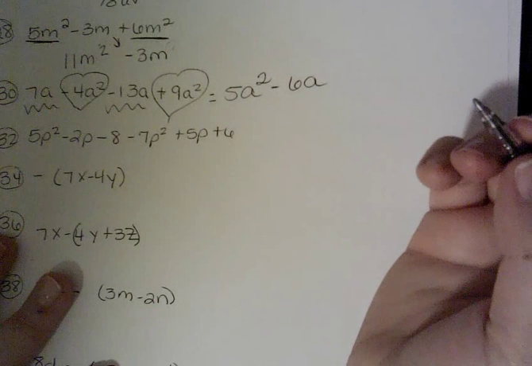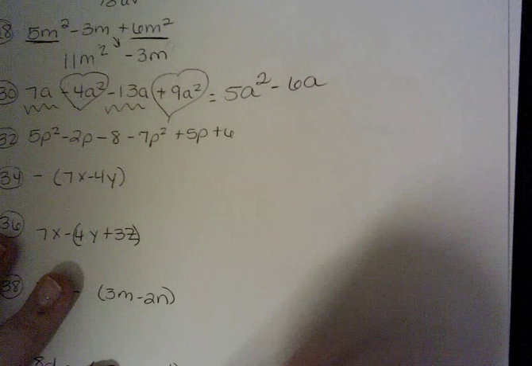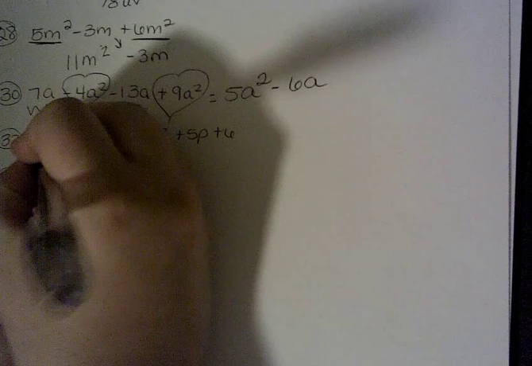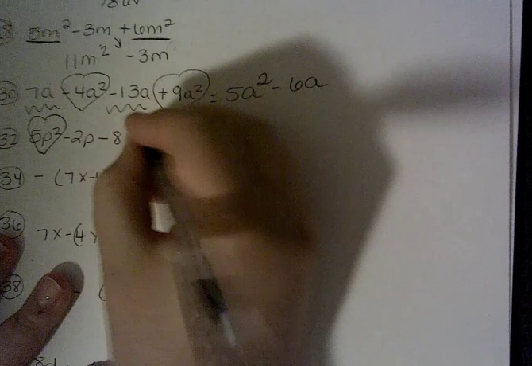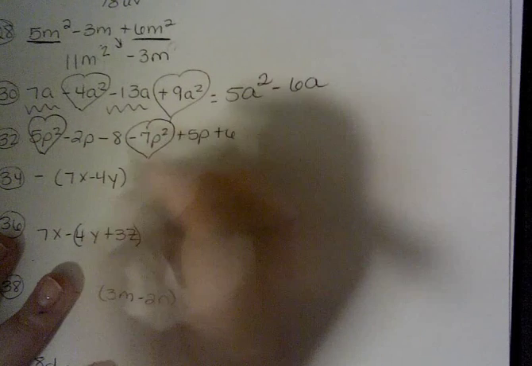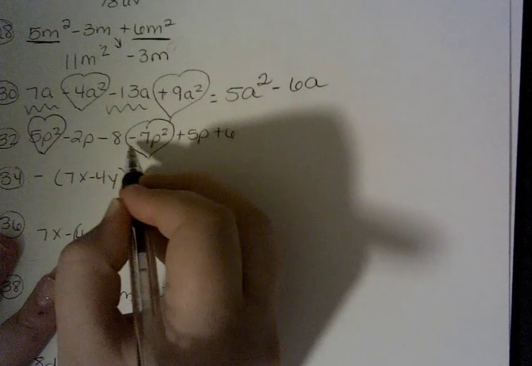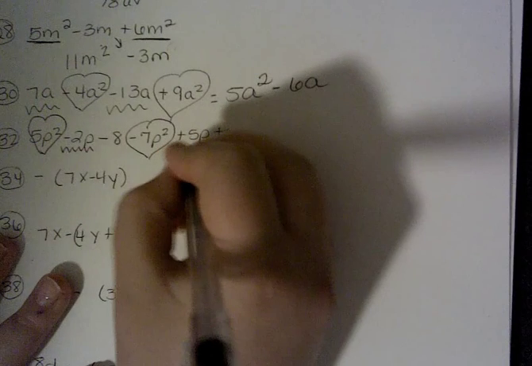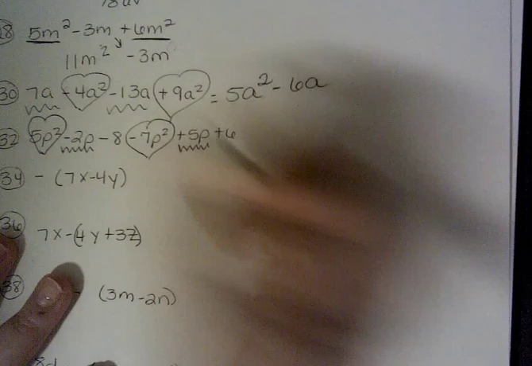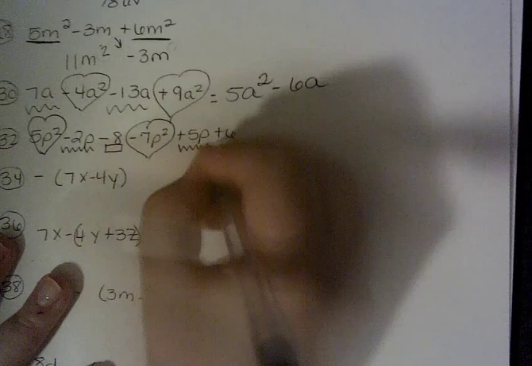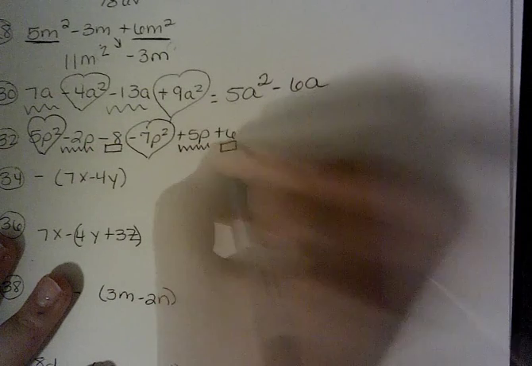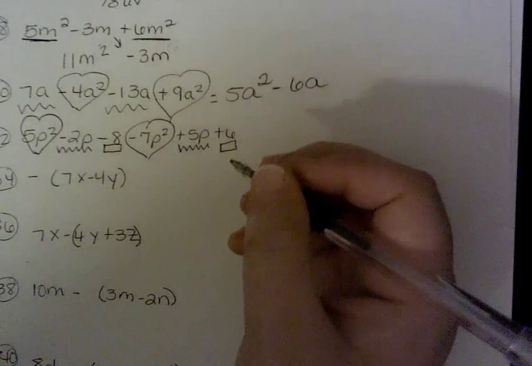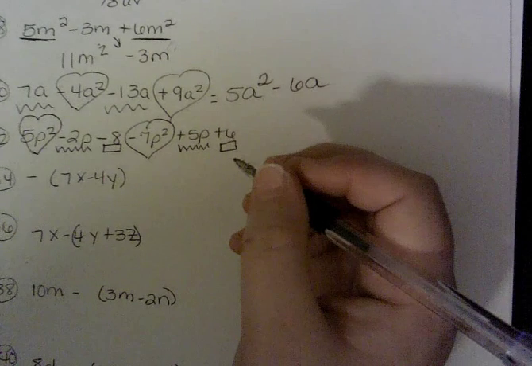Problem 32. I'm going to draw hearts around my squares. Notice how I include that minus sign in there. I'm going to put a squiggly line under my p's. And I'm going to put a little rectangular box under my numbers by themselves. And just so you know, with the terminology, a number that is by itself is considered a constant.